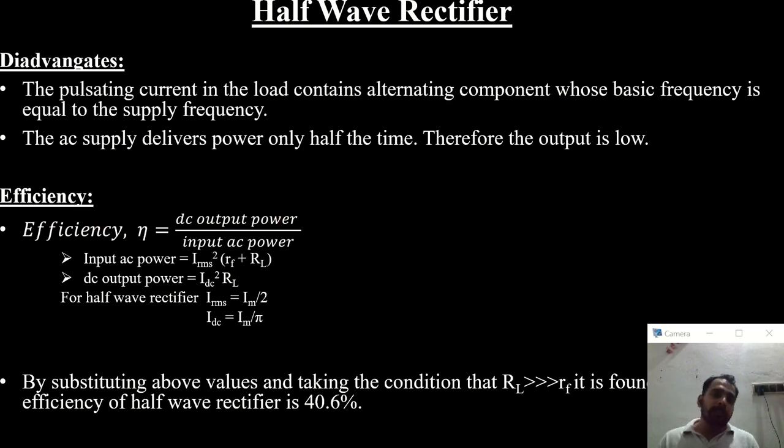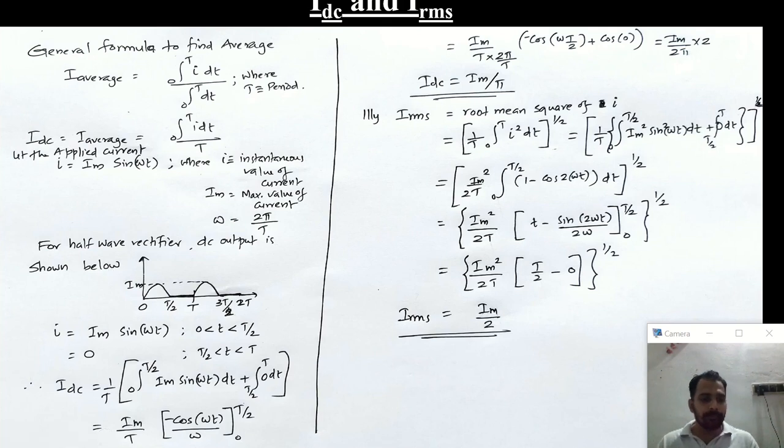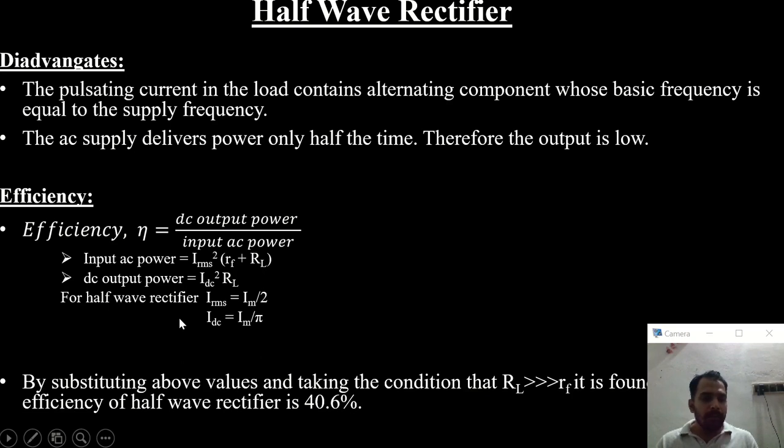And now we want to find the DC output power. Power is nothing but current into voltage, or I square into R. This is for the DC output power and the AC input power. If you come to the input AC power, this input is AC, so we have to consider the RMS value. So it is IRMS square into the resistance through which it flows: the input has to flow through the diode and RL. The diode will have a forward resistance RF, and it has to flow through the load also, so it is RL. So IRMS square into (RF plus RL) is the expression for the input AC power.